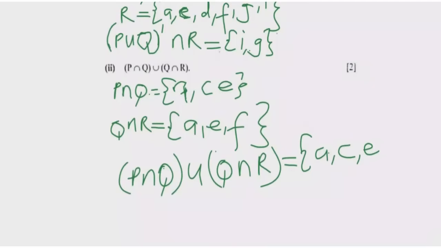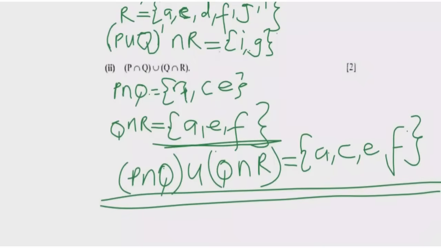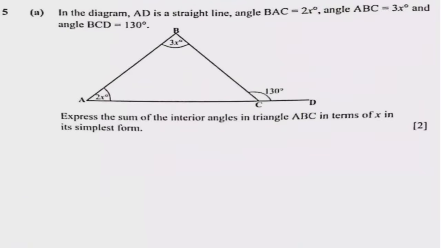The second set, which is here, now we look, we have recorded A, we have recorded E. What we haven't recorded is F, so we record F. Please don't record A twice or E twice. That means your answer will be wrong. This is the answer we have gotten for P intersection Q union Q intersection R. Those are the elements. If you have got questions, you can ask in the comment section. If there are no questions, we come to question 5.